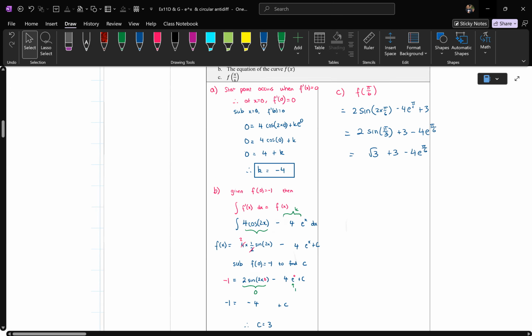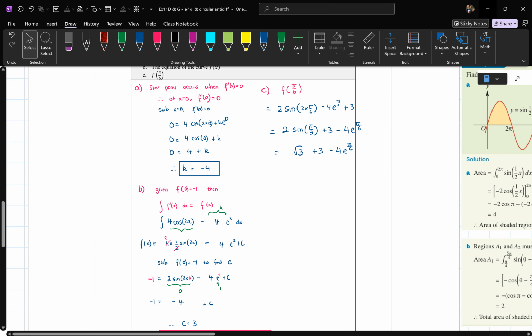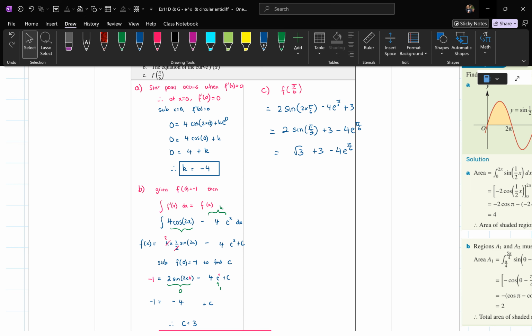And then the last part was substitute pi on 6. You should then cancel out root 3 on 2's with the 2's. And you end up with root 3 plus 3 minus 4e to the power of pi on 6. I'm going to pause that screen there in case you haven't had a go. But that's it. That's D and G. D and G is just getting you to familiarize with the rules and apply calculus that you already know. So I'm going to stop the video there.